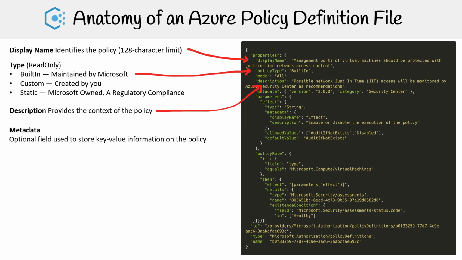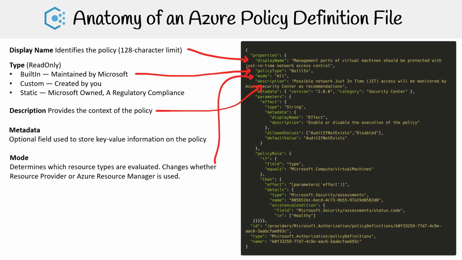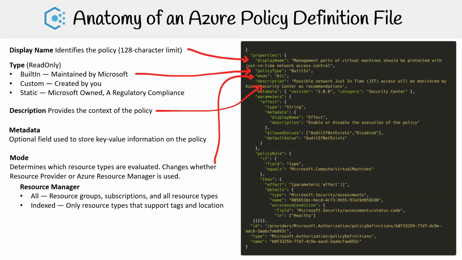Metadata. This optional field is used to store key value information on the policy. Mode determines which resource types are evaluated and changes whether Resource Provider or Azure Resource Manager is used. Resource Manager modes include all, which includes resource groups, subscriptions, and all resource types, and indexed, which only includes resource types that support tags and location.